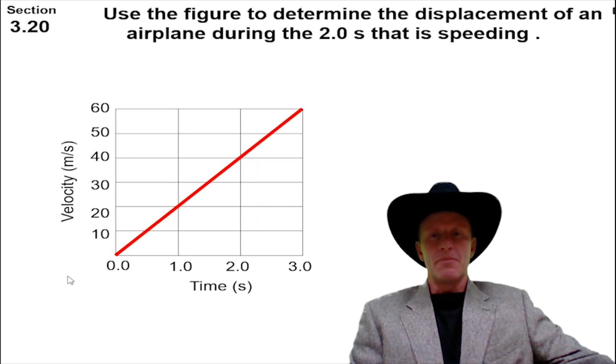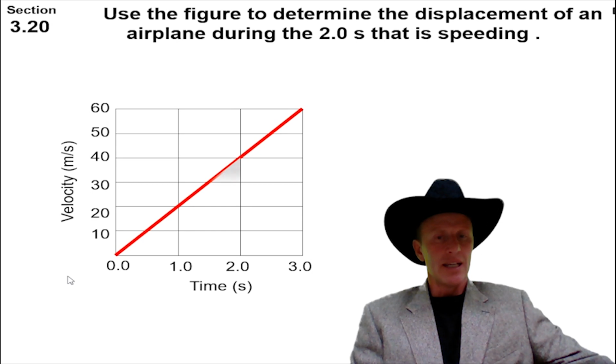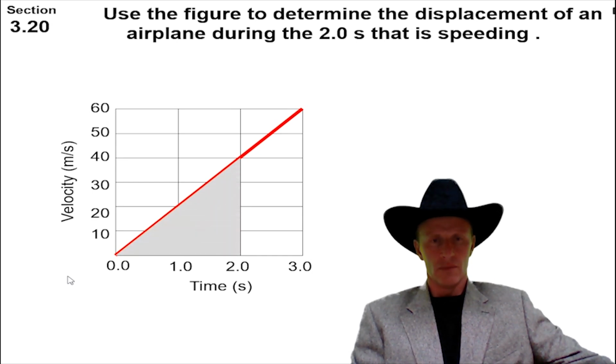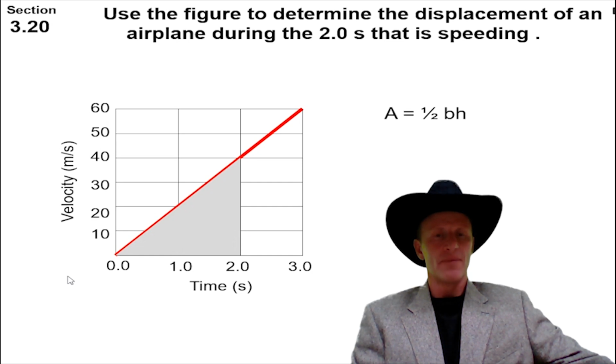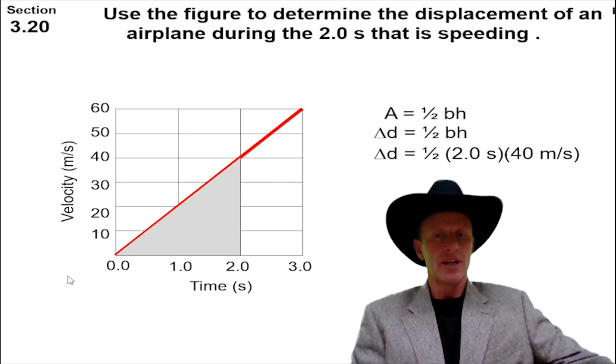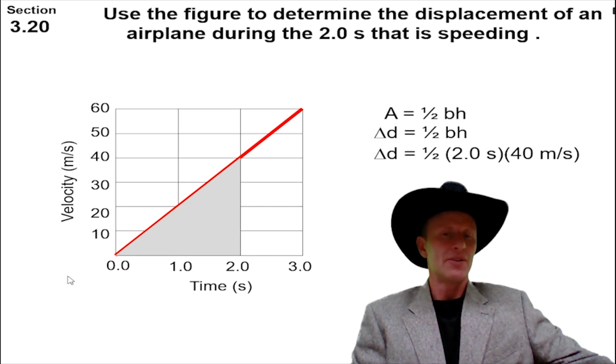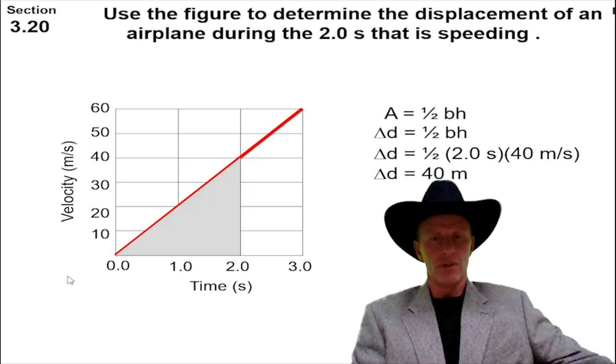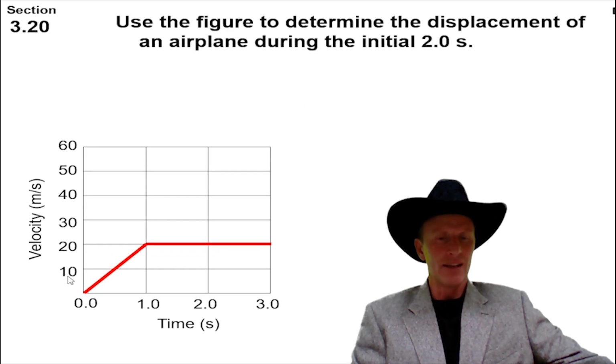So one more example. What about for the first 2 seconds? Now we would only shade in up to the 2. So we would have 1/2 the base times the height, which would be 1/2 times 2 times 40. So we're looking at 40 for this one. And it can get a little tricky.